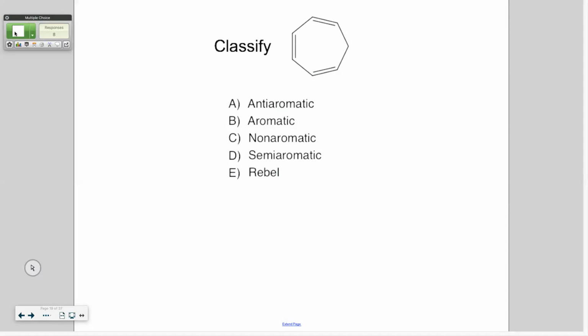I don't think I've shown this one before. Because you know you can have some on the test you haven't seen, so you've got to be able to apply.